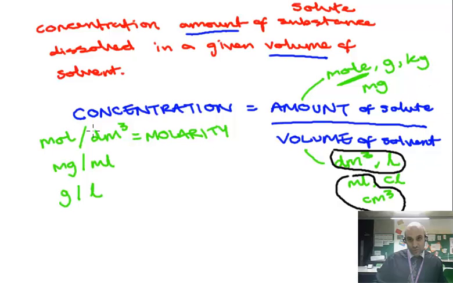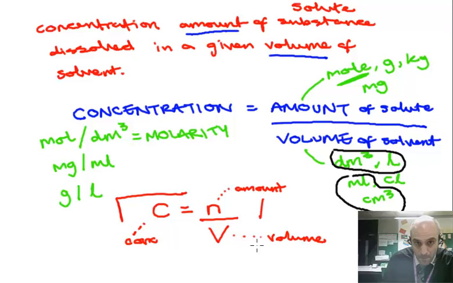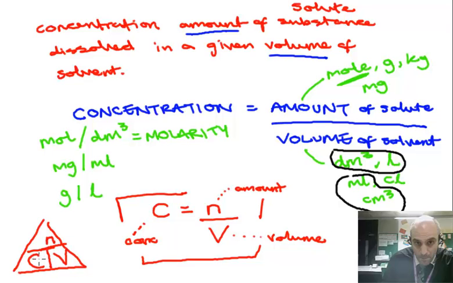Now, we abbreviate this equation like this: C equals N over V, where N is the amount of substance, V is volume, and C is concentration. This is a useful relationship that you're going to be expected to remember for your exam. So C equals N over V, or N equals CV. If you need that in a triangle, which I'm sure many of you won't, you'll find N at the top, and C and V below. So concentration equals amount of substance over volume. Excellent, so that's what concentration is.